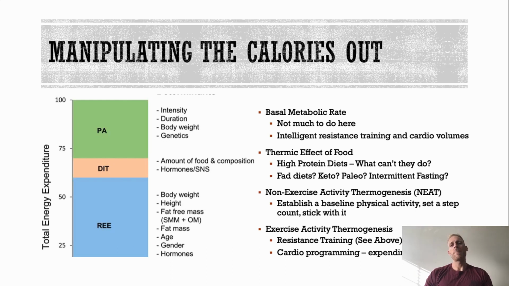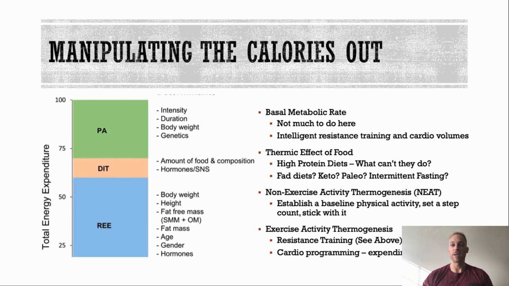Now, can I manipulate the thermic effect of food? Yes, I can. It's a small chunk, but you can manipulate this. How do I manipulate it? By going for a higher protein diet. So shooting for the higher end of those recommendations, that 1.8 to 2.2 grams per kilogram, shooting for the 2.2 or maybe even higher, personal preference on that.